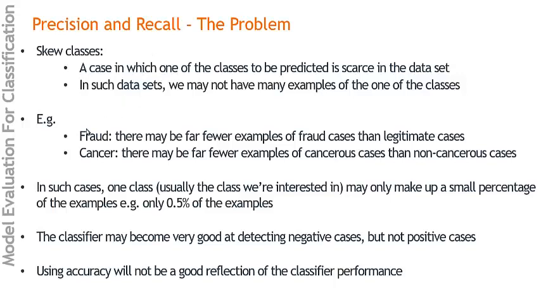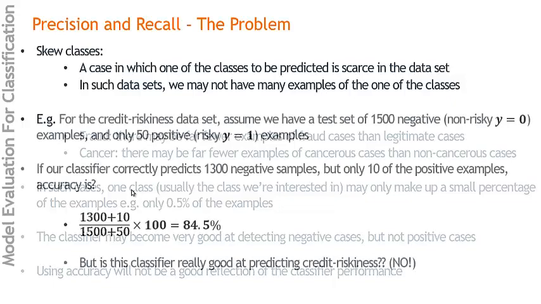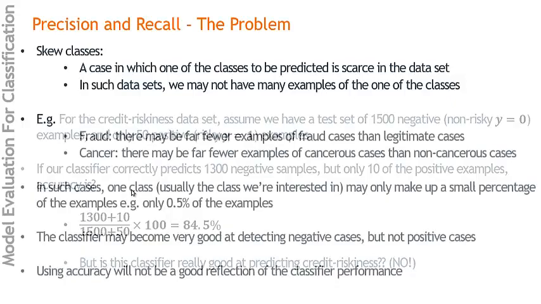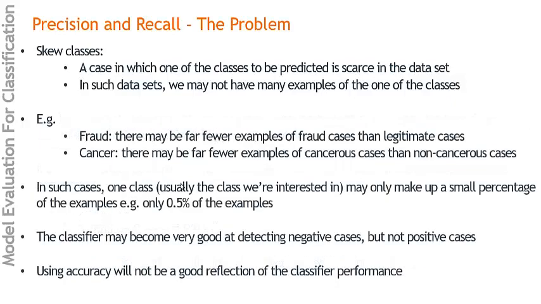For example, if you're trying to classify fraud, certainly most transactions will not be fraudulent. So there will be many, many fewer fraudulent cases than non-fraudulent. Also cancer. In the general population, there may be many fewer cancerous cases than non-cancerous cases. So the one class is a much smaller percentage than the other class. And usually the one class that is scarce is the one that we're interested in.